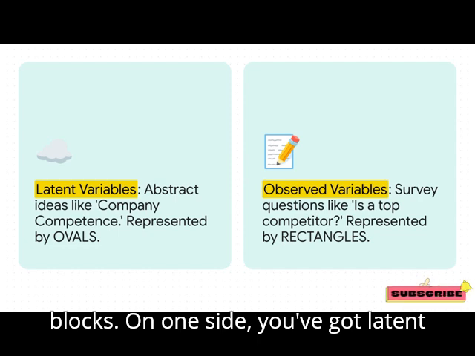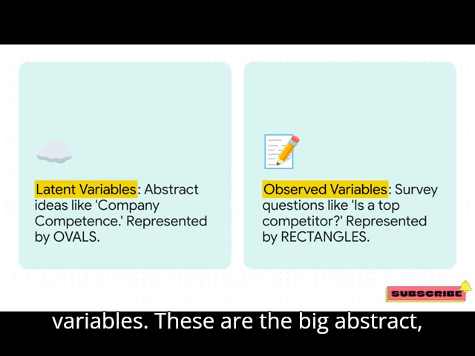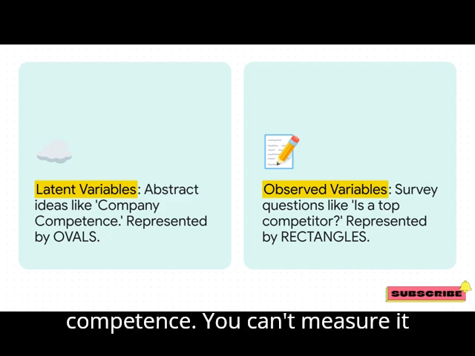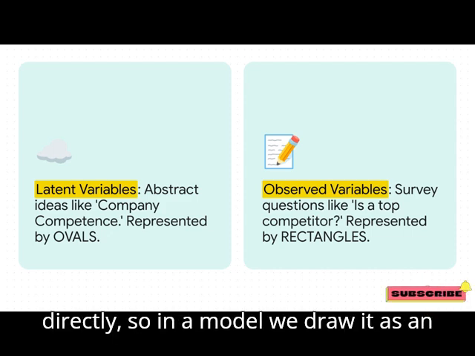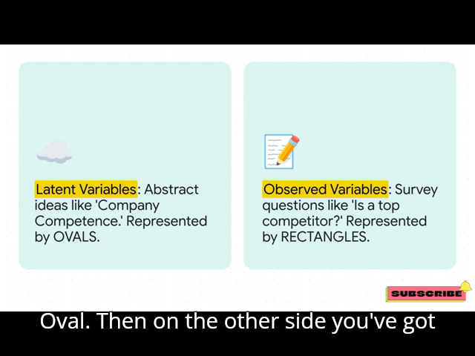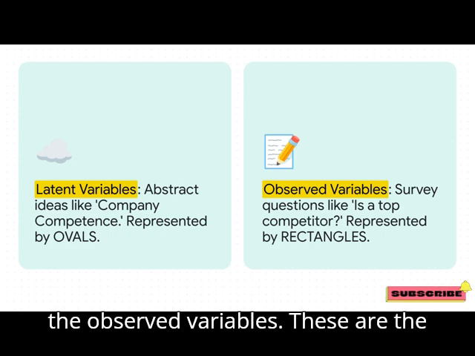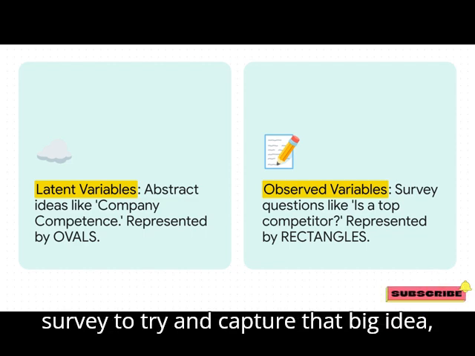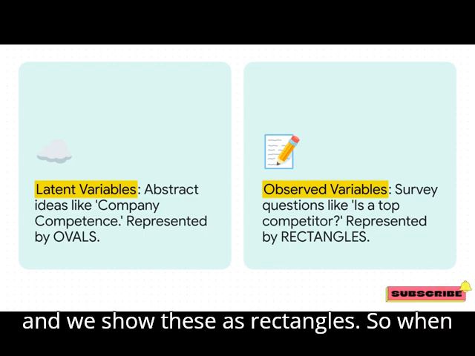On one side, you've got latent variables. These are the big, abstract, kind of fuzzy ideas, like company competence. You can't measure it directly, so in a model, we draw it as an oval. Then, on the other side, you've got the observed variables. These are the actual concrete questions you put on a survey to try and capture that big idea. And we show these as rectangles.